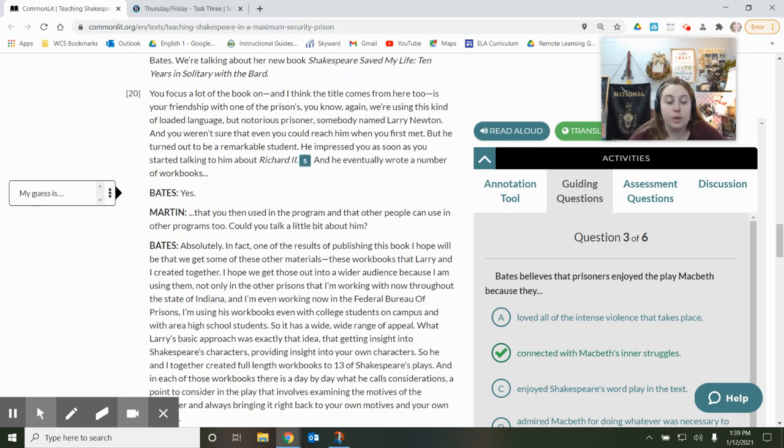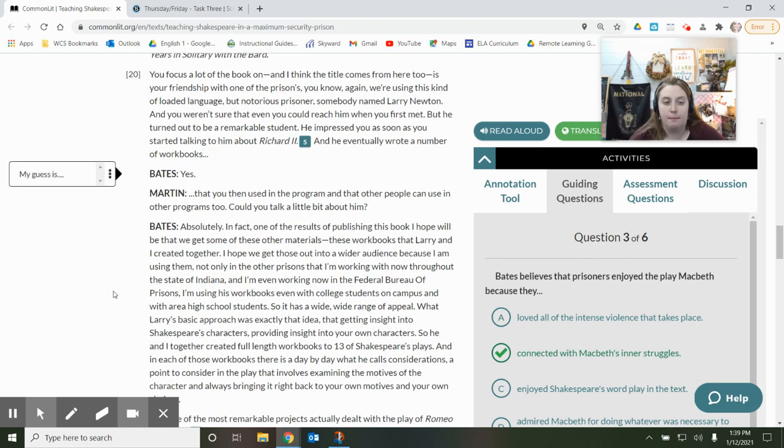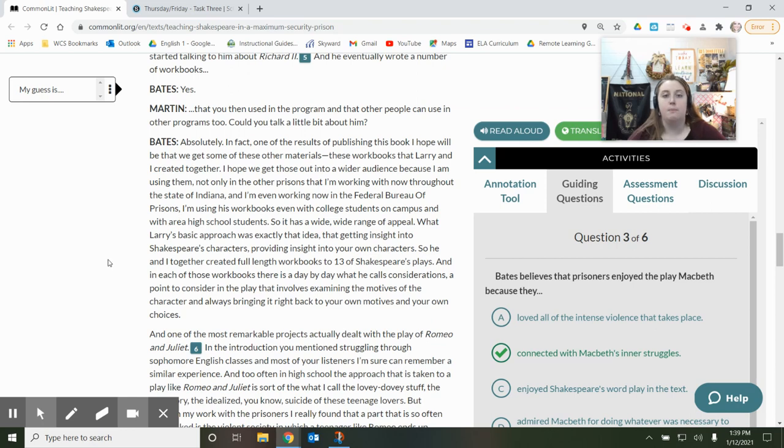He eventually wrote a number of workbooks, yes, that you then used in the program and that other people can use in other programs too. Could you talk a little bit more about him? Absolutely. In fact, one of the results of publishing this book, I hope, will be that we can get some of these other materials, like the workbooks that Larry and I created together, out to a wider audience. I am using them not only in other prisons that I'm working with throughout the state of Indiana, and now with the Federal Bureau of Prisons, but also with my college students on campus and with area high school students. So it has a wide range of appeal.